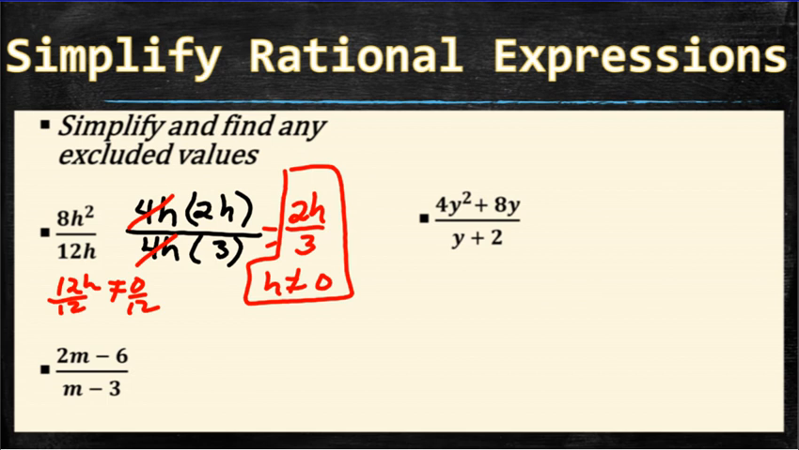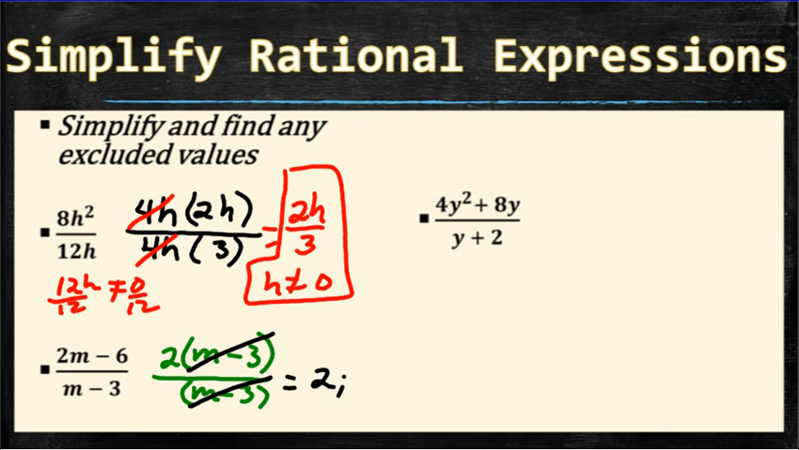Next one, 2m minus 6 divided by m minus 3. I know in the numerator I can factor out a 2. 2m divided by 2 is m. 6 divided by 2 is 3. In the denominator I have m minus 3. And what I have in common with the numerator and denominator, m minus 3 and m minus 3. So my answer is 2.